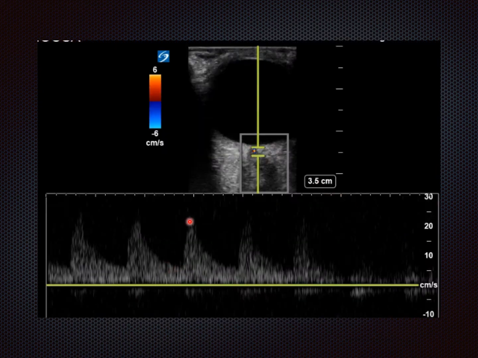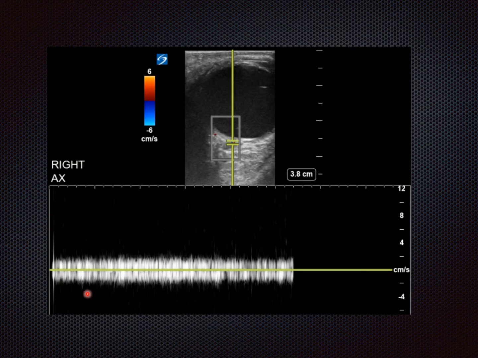You can also use Doppler. Right? Here's the pulsatile flow of an artery and the continuous flow of a vein. The absence of color in that area, or the absence of a Dopplerable signal, would be what you were looking for in a central retinal artery or vein occlusion.